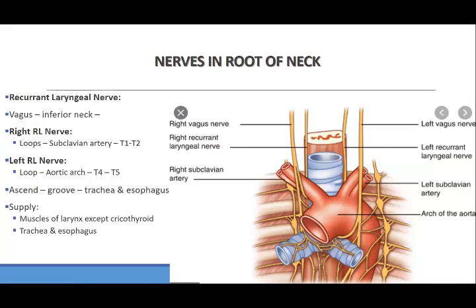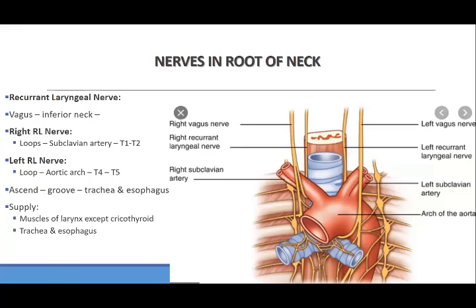Just one muscle, cricothyroid, is not supplied by the recurrent laryngeal nerve. The rest are all supplied by the recurrent laryngeal nerve. So remember two things. One, it goes back, it is recurrent. Two, it supplies the muscles of the larynx. If you remember these two, the name itself is telling you.